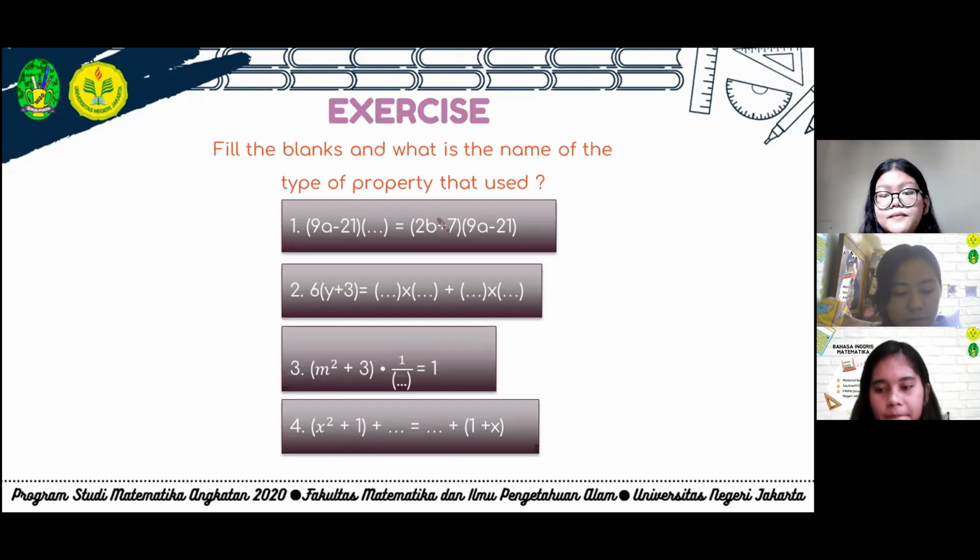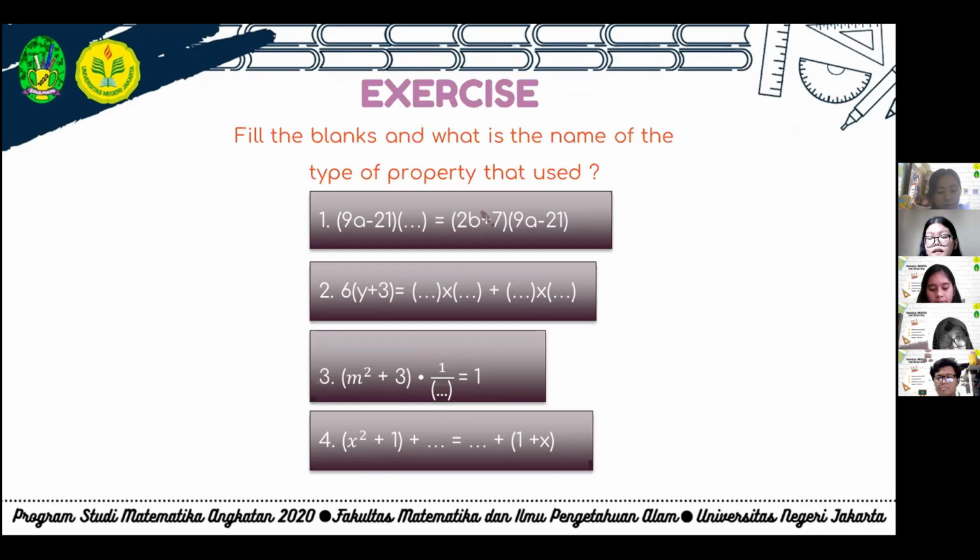May I? Yes, please. Number one, the blank is 2b plus 7. And what is the name of the type of property being used there? Commutative property. Yes, you're correct. Thank you.